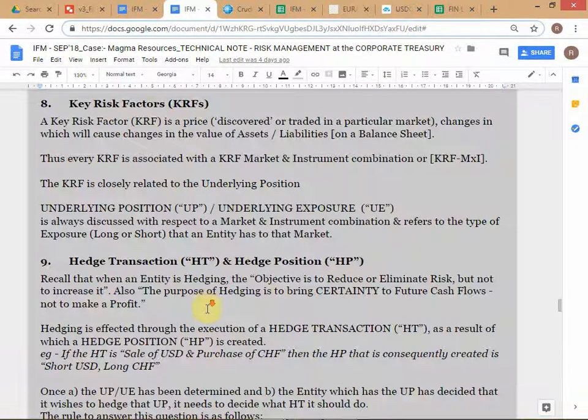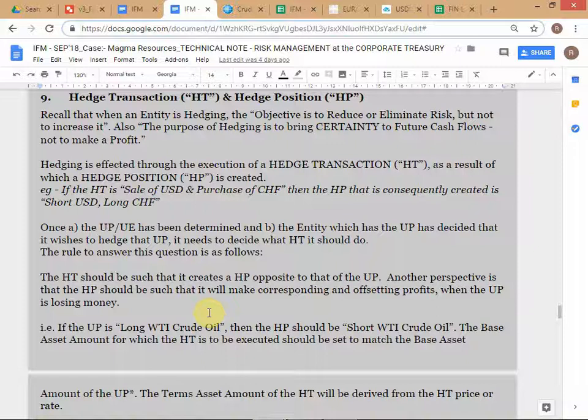Hedge transaction and hedge position. This is just to be careful about terminology, we'll go through this quickly. So hedge transaction, if you go back to the example of the airline that we discussed, the natural position of the airline was short jet fuel. Then they decided to hedge. We're being very particular about the use of words, so we want to make a distinction between hedge transaction and hedge position.